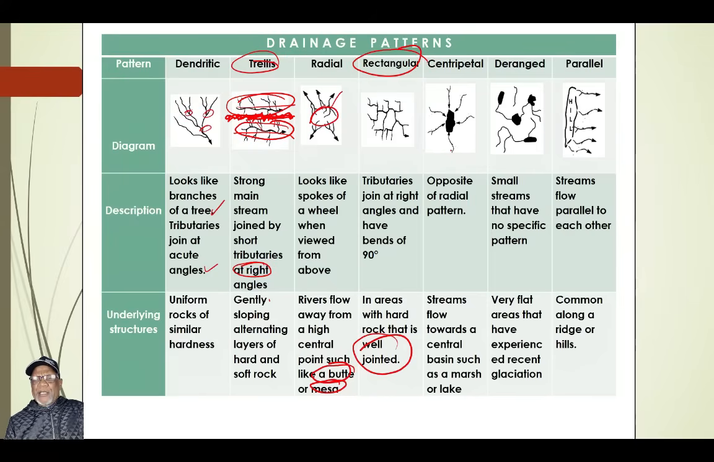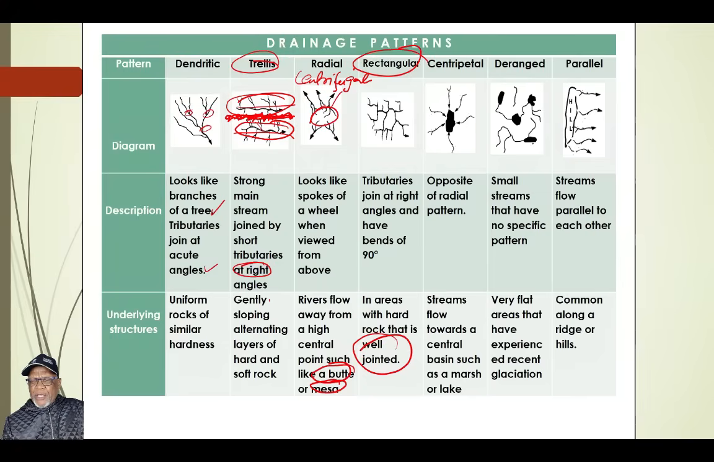Then we have what you call centripetal. Centripetal is the opposite of centrifugal. Sometimes the radial pattern is called centrifugal, meaning that the streams are radiating away. But in centripetal, the streams are flowing towards a low-lying area where the land has since subsided.